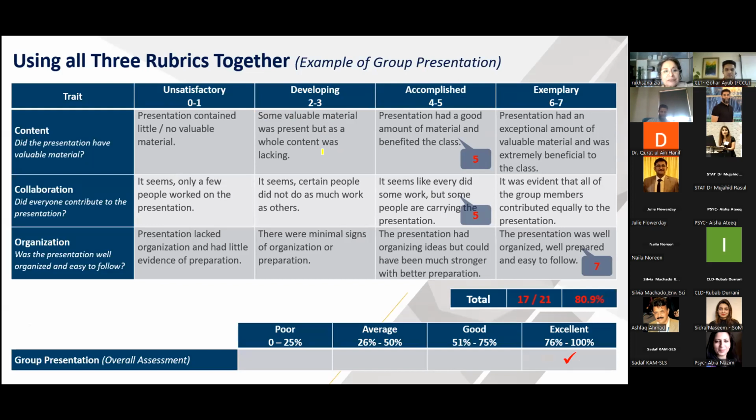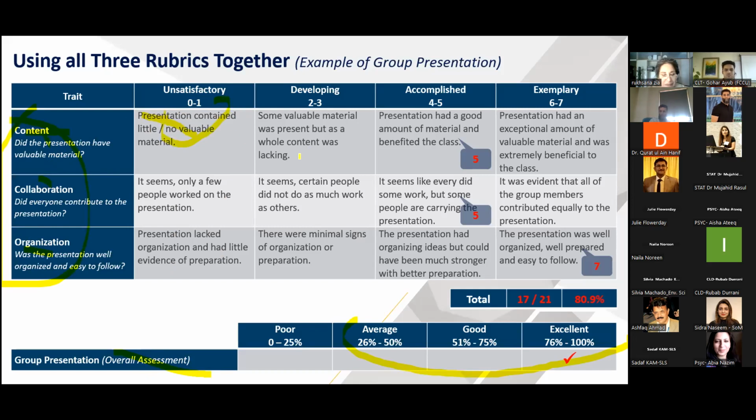Now, on the left side of the scale, there are traits explaining the content, collaboration, and organization. These are the analytical rubric, right? And this part, the overall assessment, is the holistic rubric explaining the overall assessment of the group presentation. And the description explaining the level of competency in each trait is the developmental rubric, explaining each competency of that particular group or student.